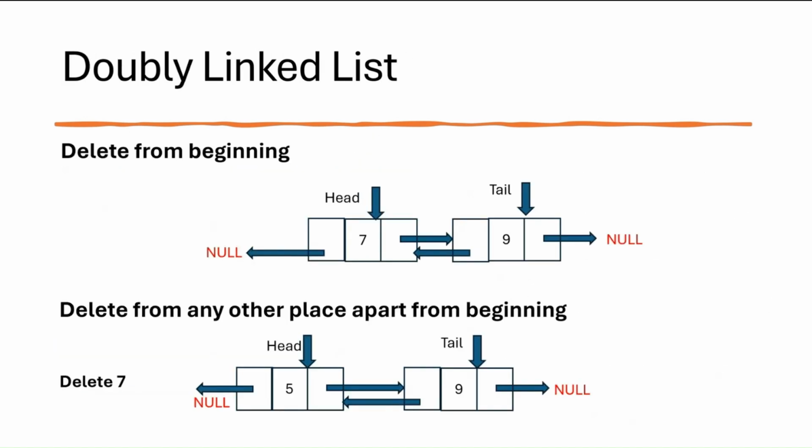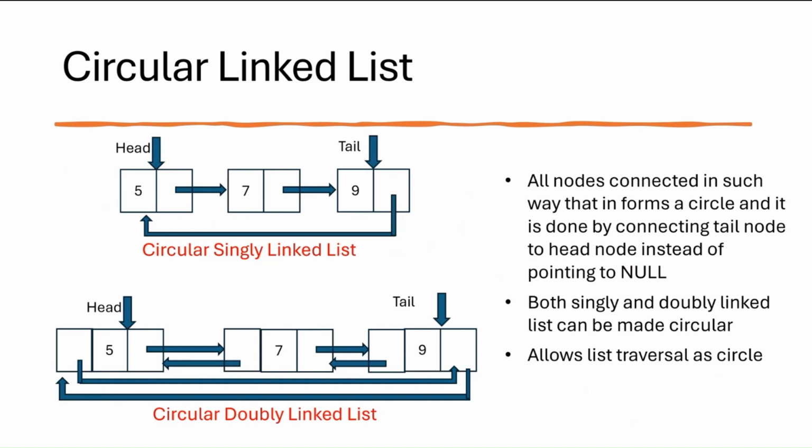So for deleting from any other place, we have to traverse till that point, right? Now a circular linked list is basically the same, the only difference being that all nodes are connected in such a way that it forms a circle, right? And it is done by connecting the tail node to the head node instead of pointing to null. Previously, tail was pointing to null, but the next of tail is now made to point to head. This is a circular singly linked list.